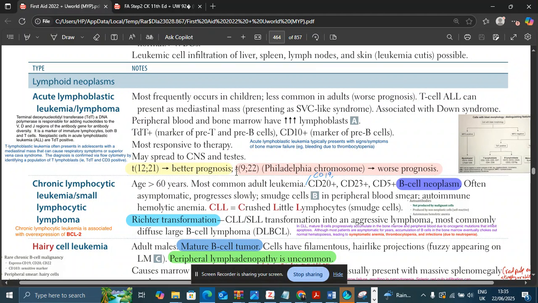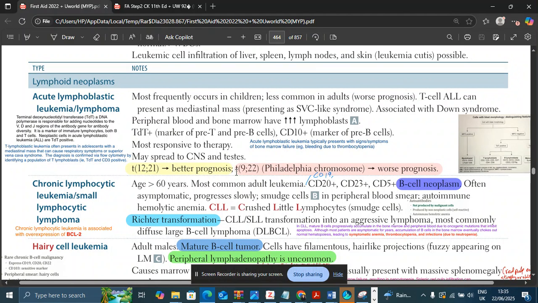You should remember CLL and smudge cells together, because smudge cells are the pathognomonic finding of CLL. So what are smudge cells? These are the fragile leukemic cells which are crushed by the slide. We see smudge cells in the peripheral smear in CLL.